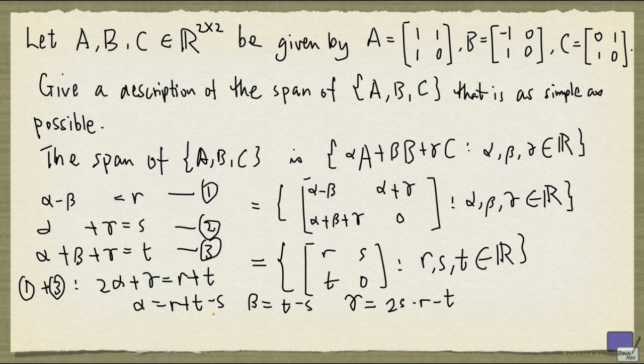Now you can easily check that this is a solution. And so this here is the simplest possible description of the span of these three matrices A, B, and C.